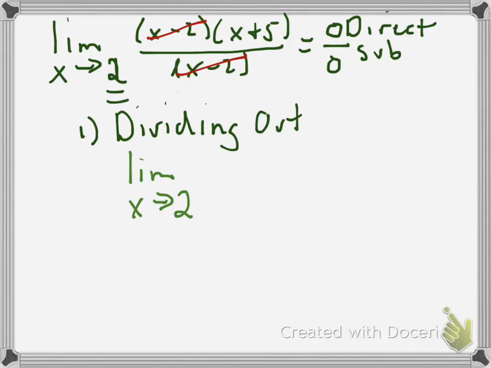So when we have this, we're left with x plus 5, which is a line, and we eliminated a hole. From there, we do direct substitution, and I'm going to call this DS. And when we do that, now we find out our limit is 7.